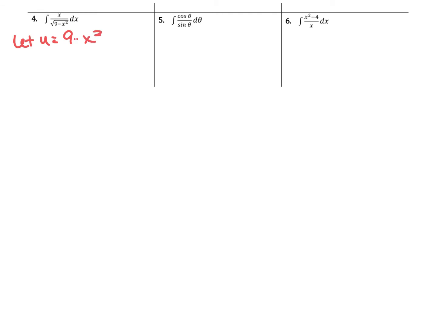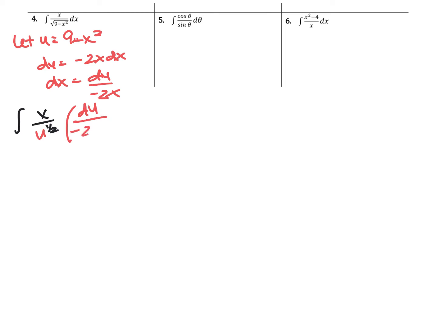I'm going to let u equal 9 minus x squared. So du is going to be negative 2x dx. So dx is going to be du over negative 2. And I'm going to rewrite my integral. The integral of x over, not just u though, the square root of u, or u to the 1/2 power, times du over negative 2x. And then I'm going to simplify this. My x's divide out. Negative 1/2 can come in front. Negative 1/2, the integral of u to the negative 1/2 power du.